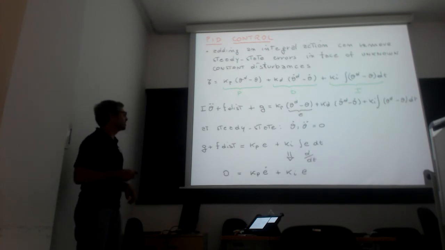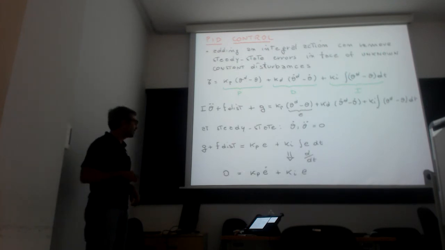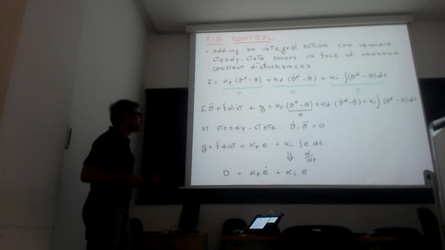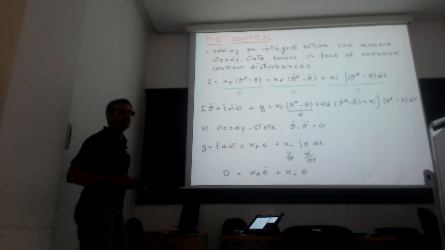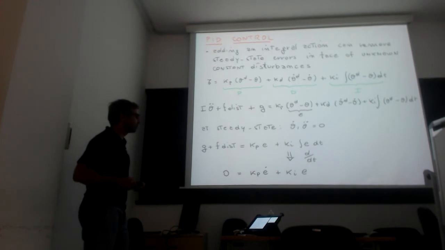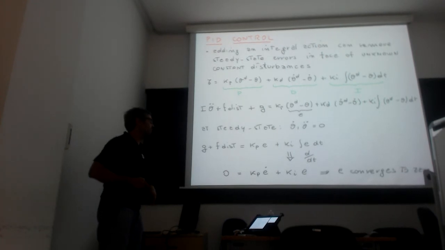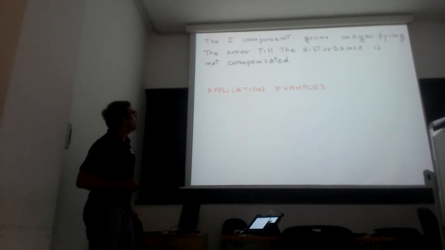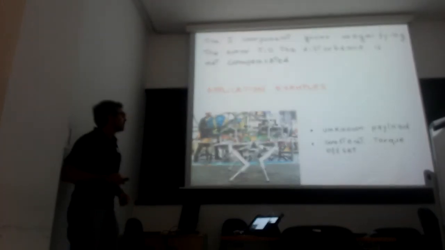If we differentiate once, we get that the dynamics of the error goes to zero. So we know that the integral action is removing the steady state error. So at the end, we know that with a constant disturbance, we will have zero error. And this is what they say, that the integral component part grows magnifying the error until the disturbance is compensated.